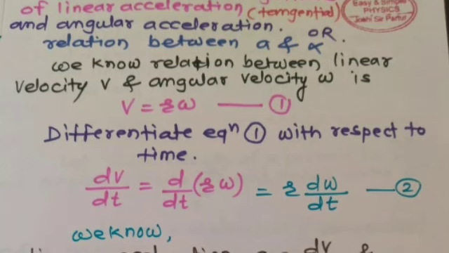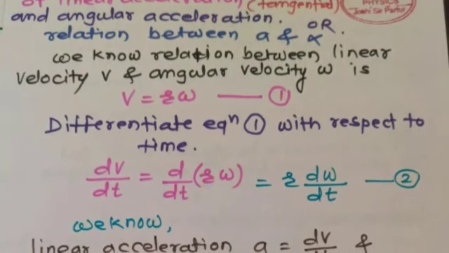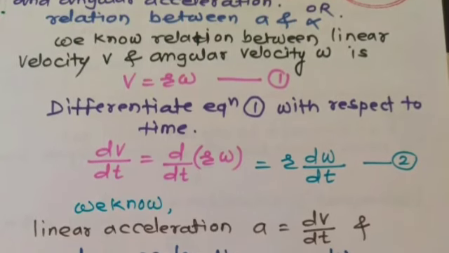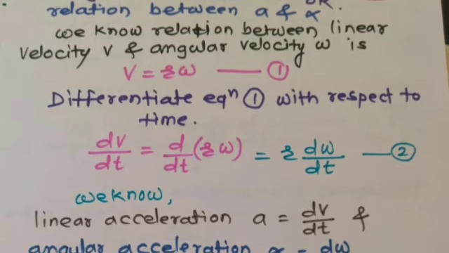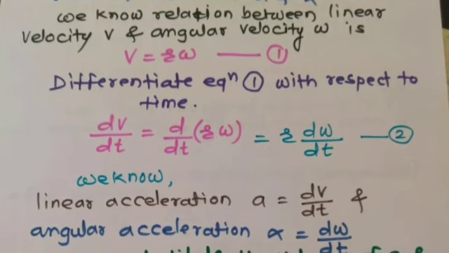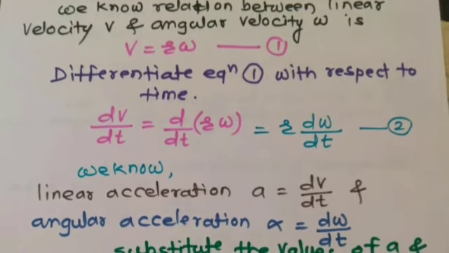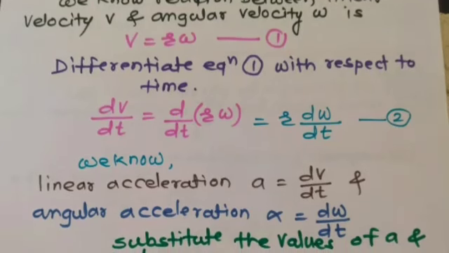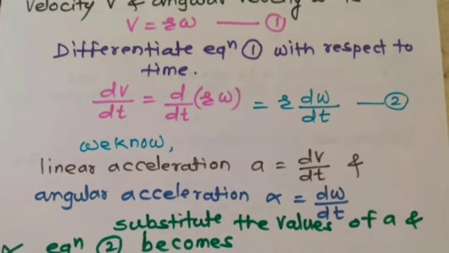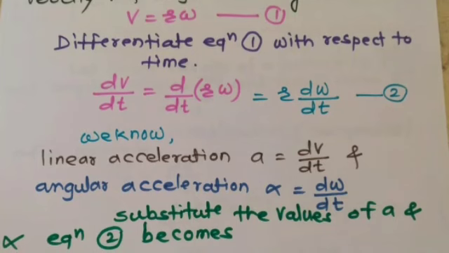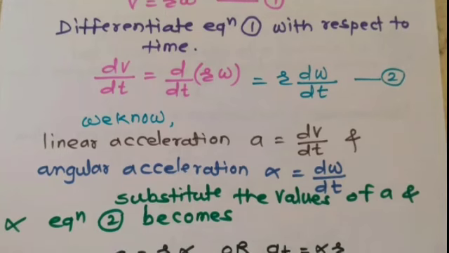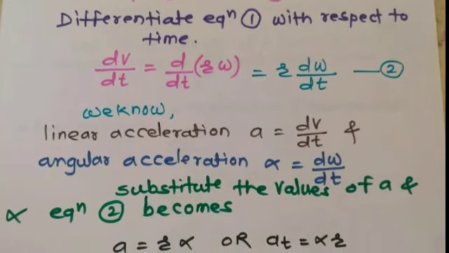We see the relation between magnitude of linear acceleration, that is tangential acceleration, and angular acceleration, or the relation between a and alpha. We know the relation between linear velocity v and angular velocity omega is v equal to r omega, equation number 1. Differentiate equation number 1 with respect to time. So dv upon dt is equal to d upon dt in bracket r omega, which is equal to r d omega upon dt.